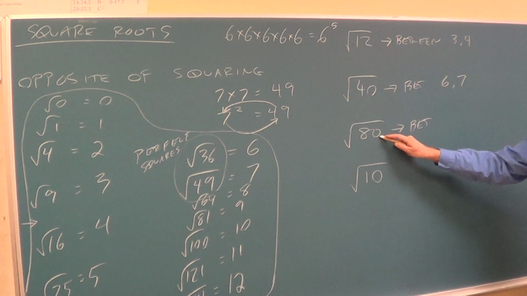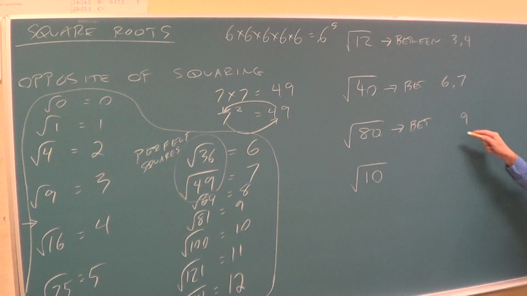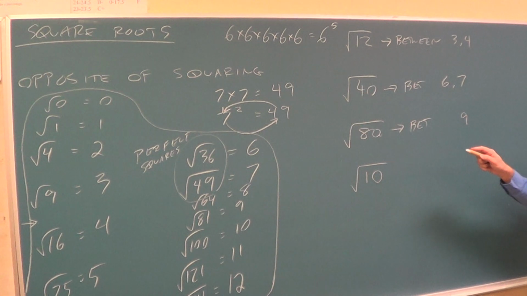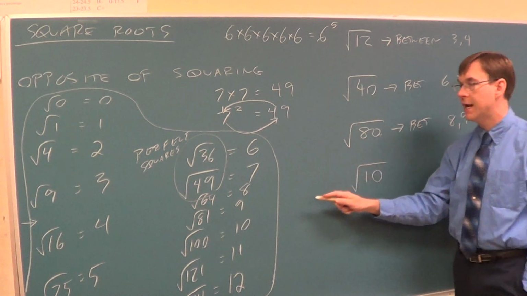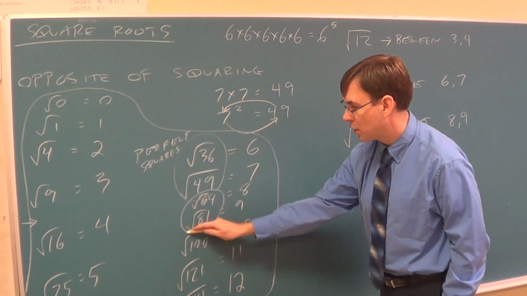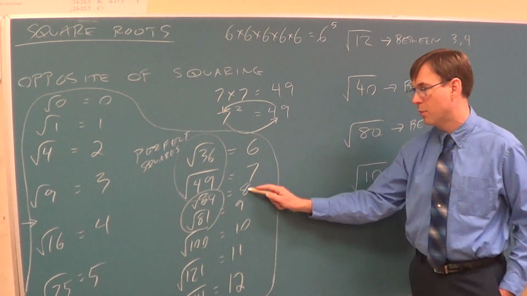81. 9 times 9 is almost it. 9 times 9 is really close. That's just a little bit too big. So underneath must be 8. If we go looking for 80 in this list, here's where 80 would live, somewhere between those. So the answer lives somewhere between 8 and 9.